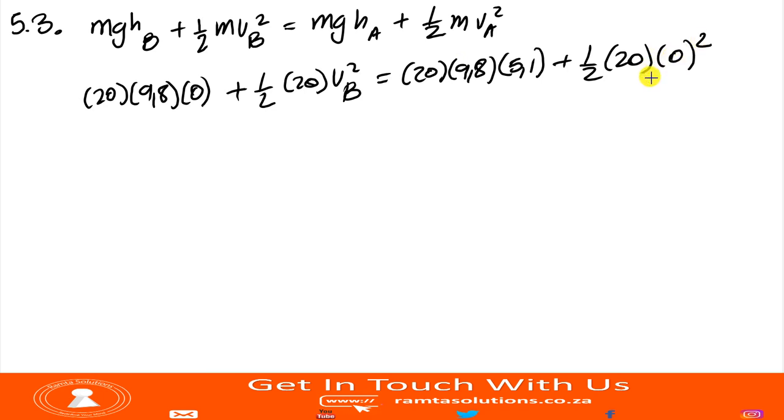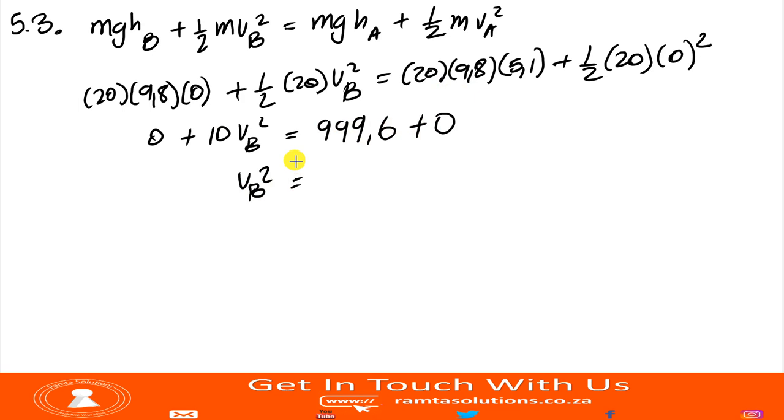So this is 0 plus 10 VB squared equals, let's see, 20 times 9.8 times 5.1 is 999.6. 999.6 plus 0. So VB squared equals 999.6 divided by 10. Come on, it's easy. This is 99.96, isn't it?